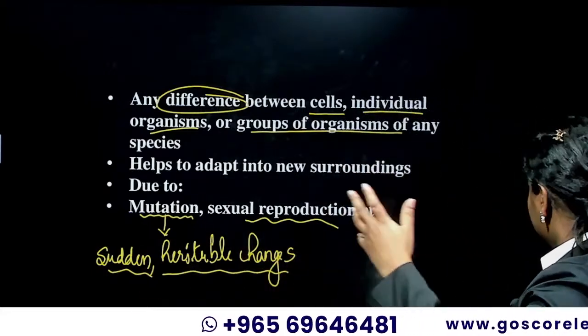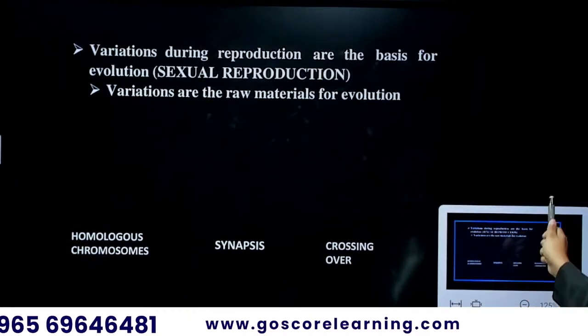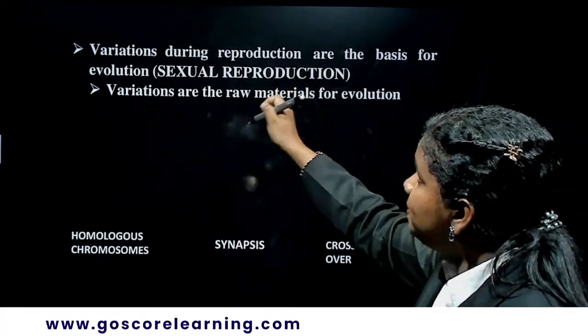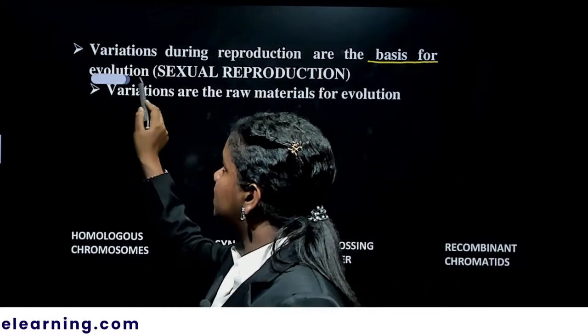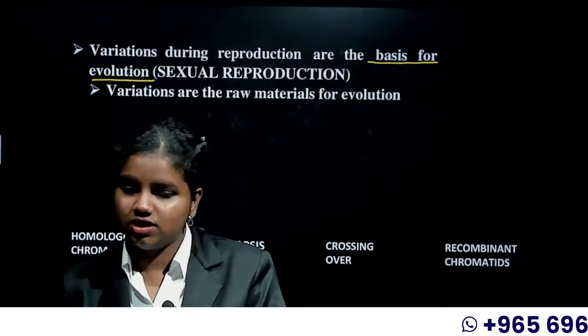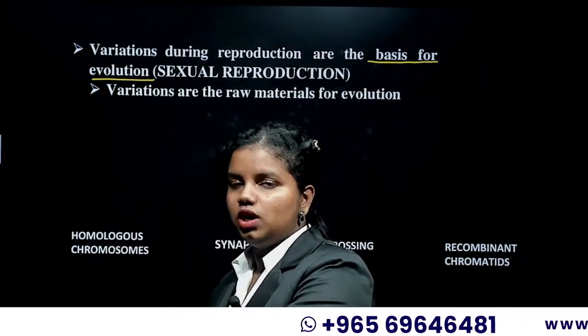So these are the different reasons by which variation can occur in our body. Then some points to add regarding variation: variation during reproduction is the basis of evolution. So that's another major thing about variation. Variation happens through mutation or sexual reproduction. It is what helps us to adapt to a new environment.